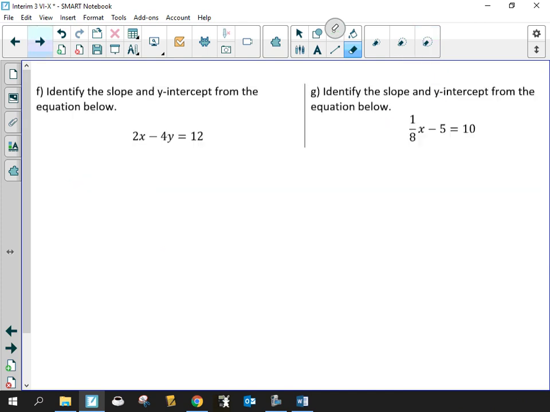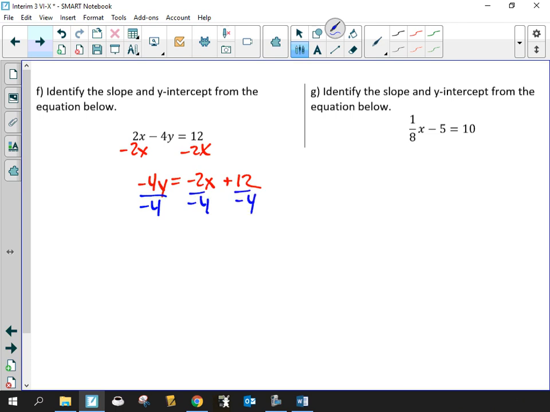All right, and so that is, oh, almost done. We got 2 left. Identify the slope and the y-intercept. So all this is asking us to do is to solve for y. So I'll get -4y equals -2x plus 12. Divide everything through by -4. And I'll get y equals 1/2 x minus 3. So the slope is 1/2. The y-intercept is -3.